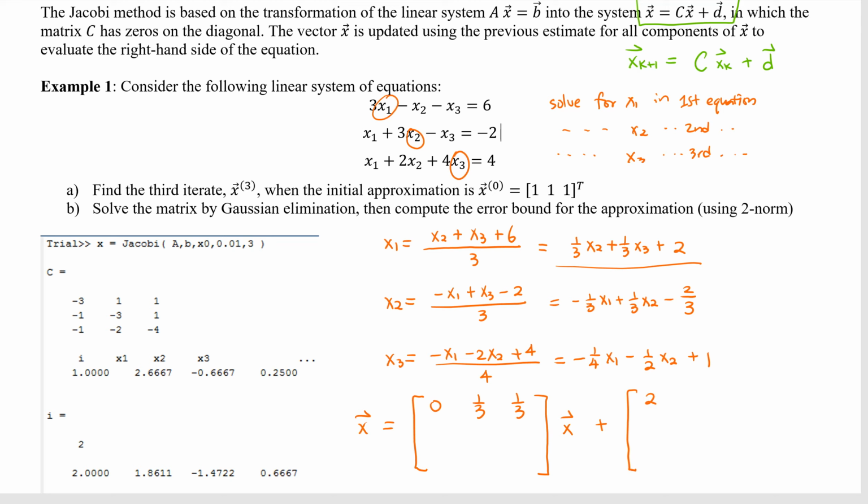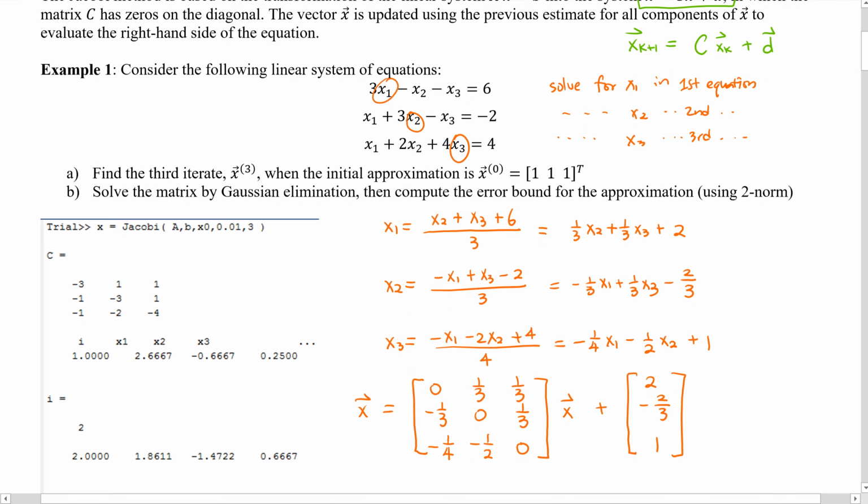The second equation, what are the coefficients? For x1 we have minus 1/3. For x2 we have 0, and for x3 we have 1/3. Sorry, I made a mistake earlier: the middle one is x2, which is 0, and this is x3, which is 1/3. Oh, I forgot, the constant term is minus 2/3. And then the last equation, coefficient of x1 is minus 1/4. Coefficient of x2 is minus 1/2. Coefficient of x3 is 0. And the constant term is 1.